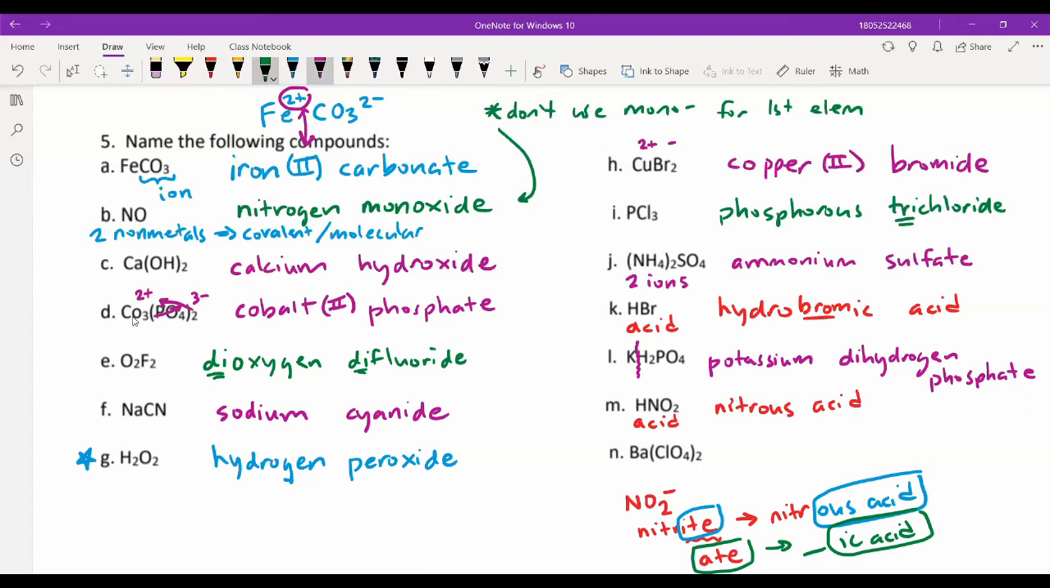So lastly, we have another ionic compound. Barium is the metal, which we don't have to specify the charge of. And then this anion is perchlorate.